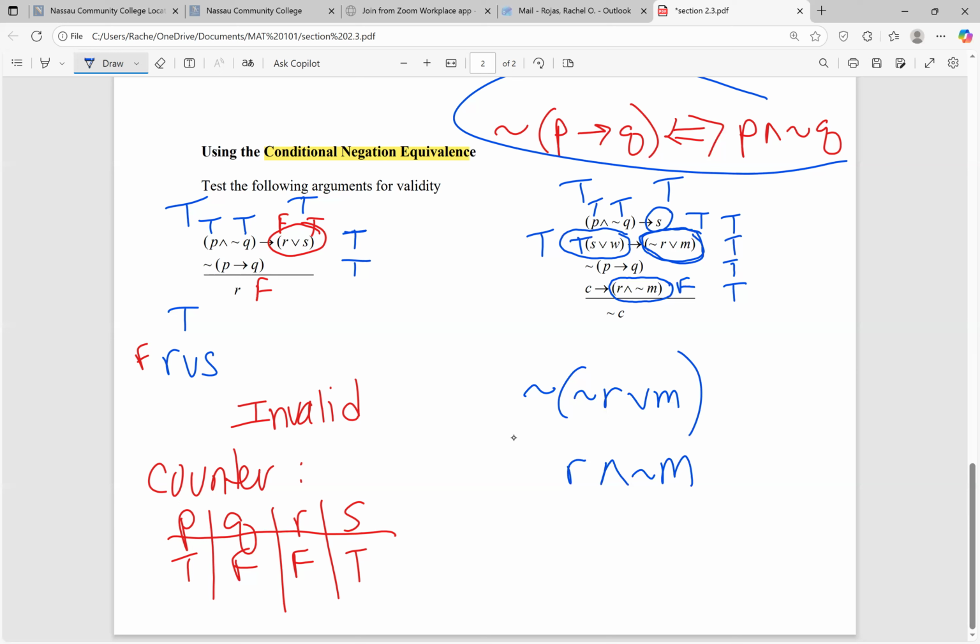So we just figured, okay, R and not M is false because it's the negation of not R or M, which is true. And the fact that R and not M is false and it's the right-hand side of this conditional statement, right, for the fourth premise, and we're assuming it's true, C can't be true. It has to be false in order to keep that premise true. So if C is false, then not C, which is the conclusion, is forced to be true. So when our premises are true, our conclusion is true as well, and this argument is valid.